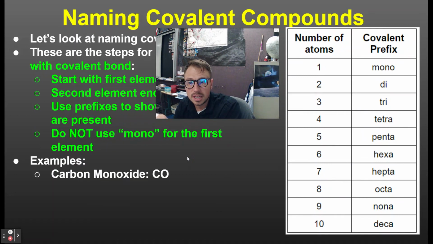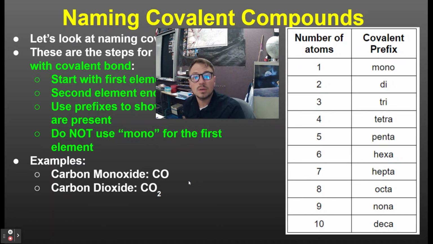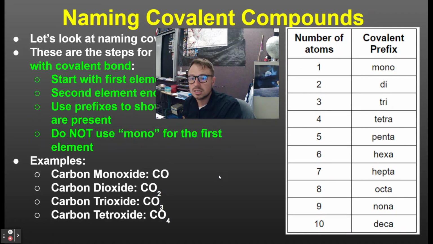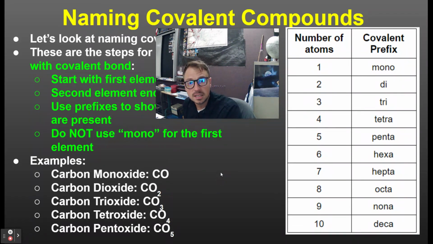You could have something like carbon monoxide. You've got 1 carbon atom, 1 oxygen atom, and notice that I don't say mono for carbon, even though I only have 1. It's just implied, and then I say monoxide because they share electrons. You could have single bonds, double bonds, triple bonds, so you could have carbon dioxide, like what we breathe out. Notice di is 2. You could also have carbon trioxide, carbon tetroxide, carbon pentoxide.